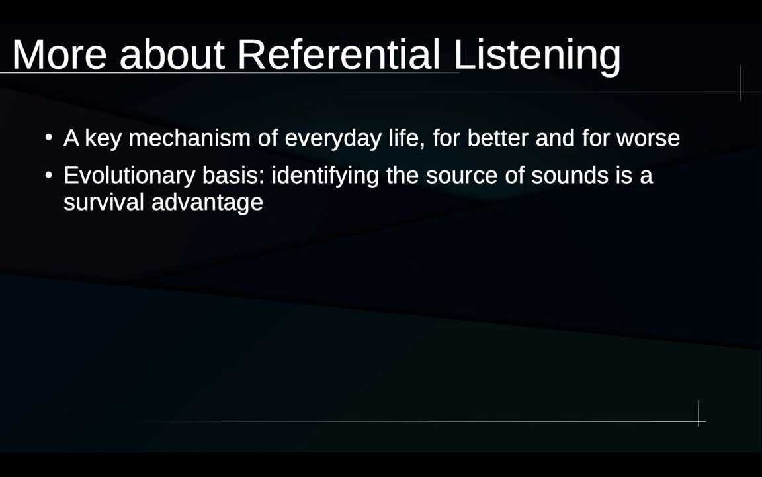So one of the reasons that referential listening is such a key mechanism is that it has an evolutionary basis, that identifying the source of sounds is a survival advantage. Let's say in an early evolutionary setting, early life forms floating around the primordial soup. For these life forms, being able to tell via their early sense of hearing whether something that is nearby is something that is going to eat them, or is conversely something that they can eat, that is something that leads to those life forms surviving better and thus continuing to reproduce and thus evolving into other life forms such as us. And so this evolutionary mechanism is at work in our everyday life when we listen referentially.